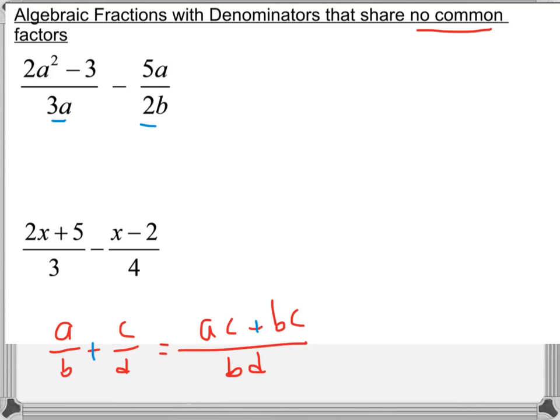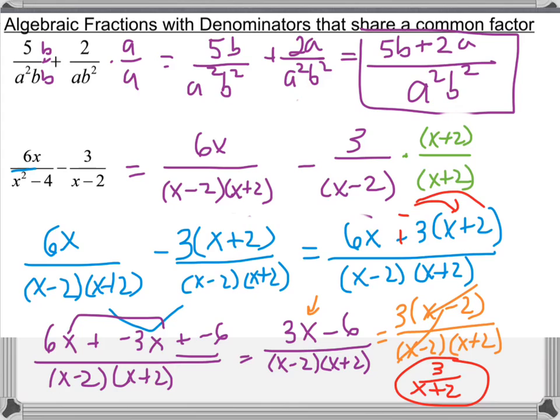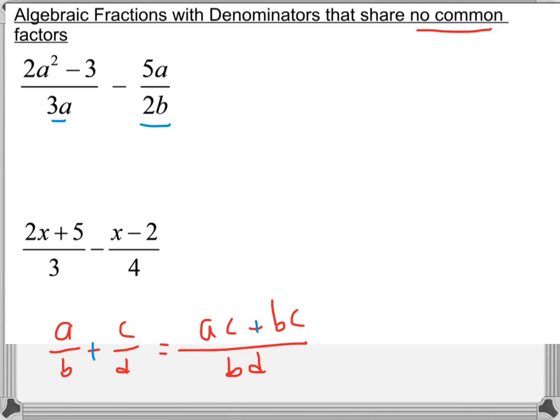Since 3a and 2b, and I stress, you cannot use this if you have denominators with a common factor in them. It's just going to make your life a lot harder if you try to use this shortcut. But since 3a and 2b do not share a common factor, the trick is to multiply this times this. So I'd have 2a squared minus 3, and I'm going to put the monomial first. So I'm going to put 2b times 2a squared minus 3 minus, now I'll do 3a times 5a.